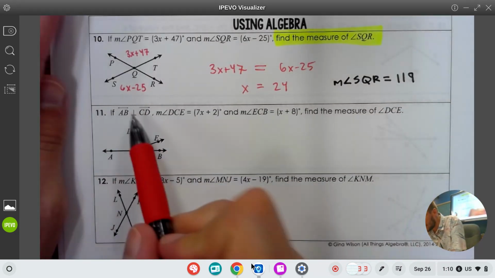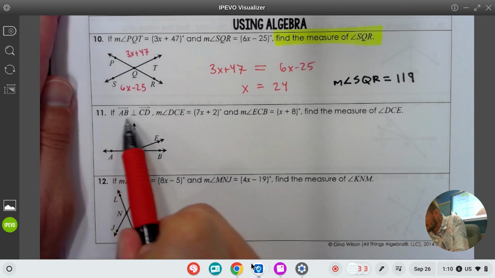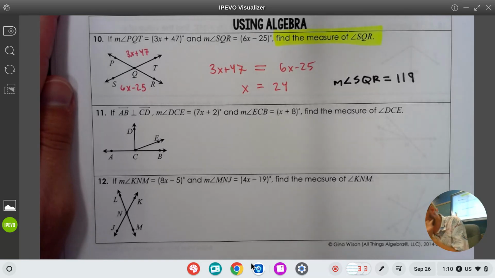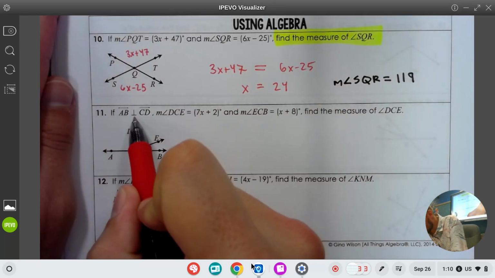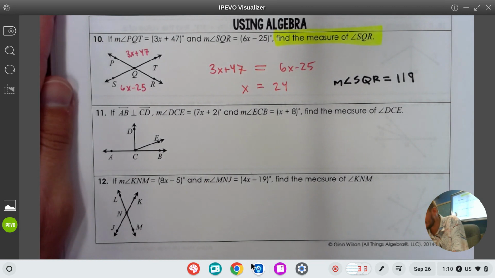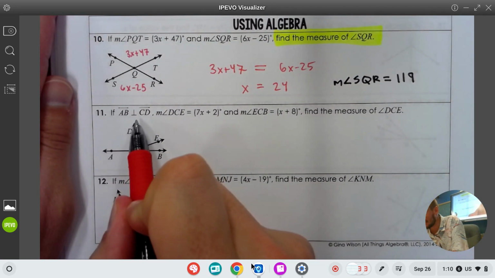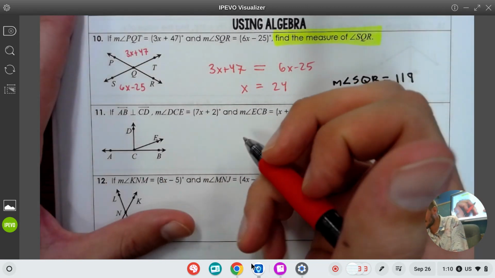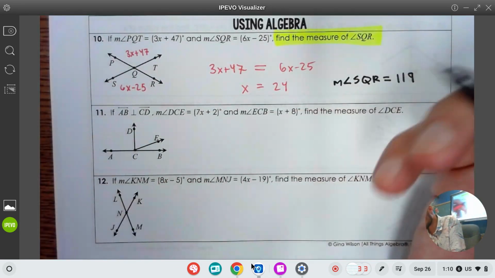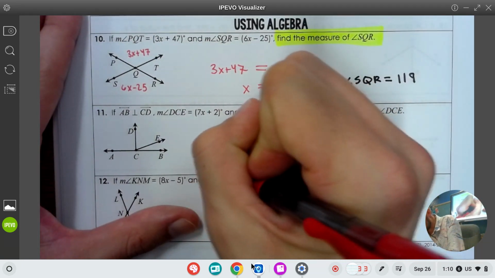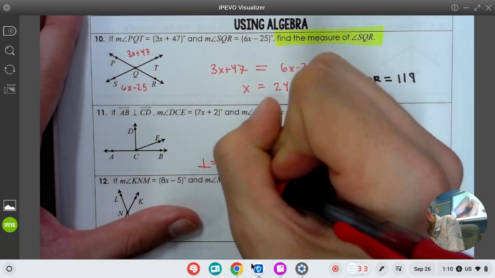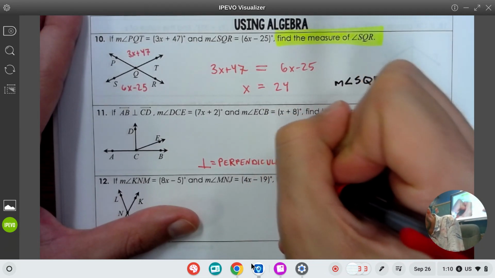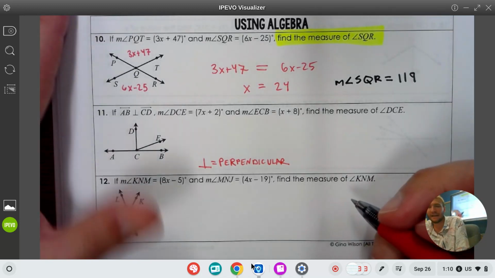All right, so here we go. It says if AB upside down T CD, what on earth does that upside down T mean? Does anybody remember this upside down T? Not exactly. It kind of means bicycle. Upside down T means perpendicular. Okay? Remember, perpendicular basically is just going to let you know that we got right angles.